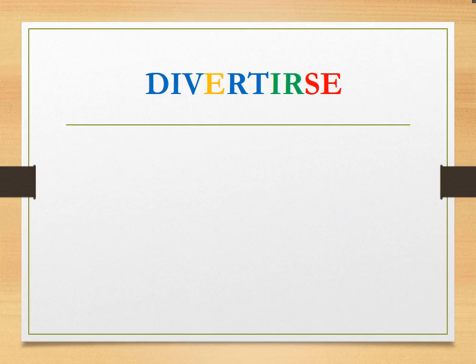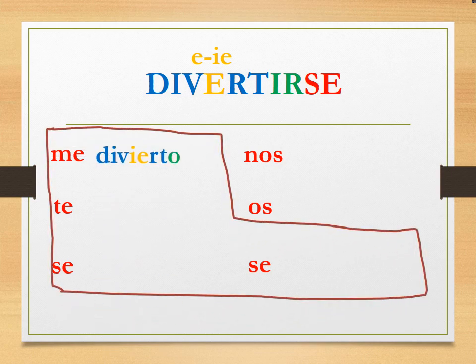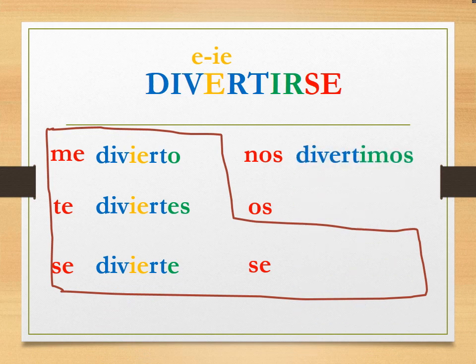Okay, welcome back. Let's check your answers. Step 1, the se went to me, te, se, nos, os, se. This is an E to IE stem changer. So inside the boot, it goes to divierto, diviertes, divierte. Outside the boot stays the same, divertimos, divertís, and then divierten. Notice this is an IR verb, so these are O, S, E, mos, is, N.